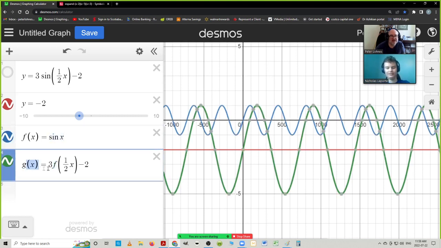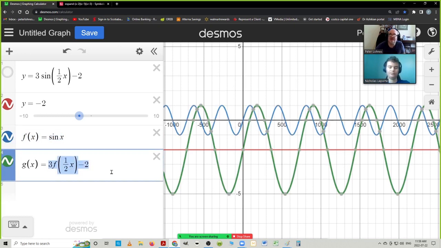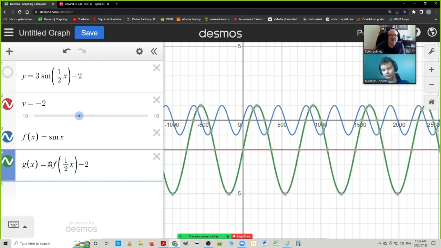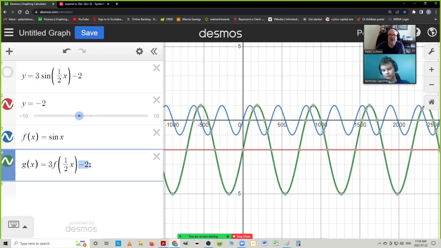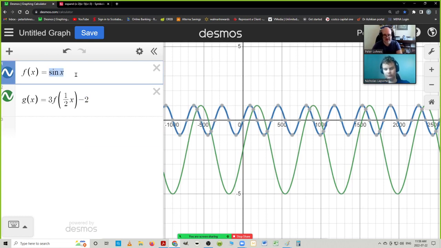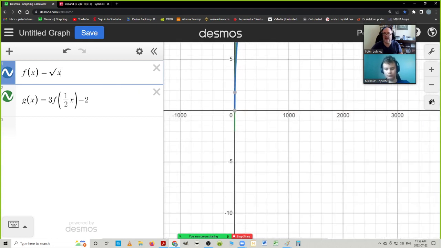I told g of x to take what and apply these transformations to? To the original graph. That's right. I said grab f of x, whatever f of x is, and apply these transformations to it. I put this half by the x because I wanted a period of 720. I put this 3 in front to stretch it by 3 and create an amplitude of 3. I put this -2 here to create a new axis of -2. But no matter what is there for f of x, even if f of x is the square root of x, it will apply these transformations to it.